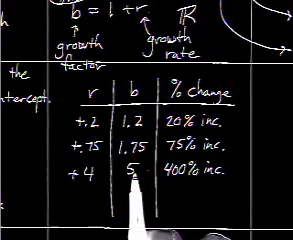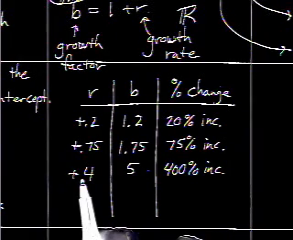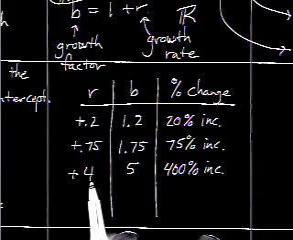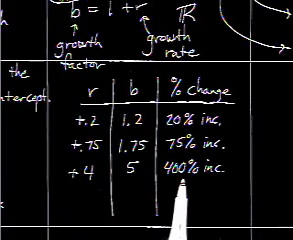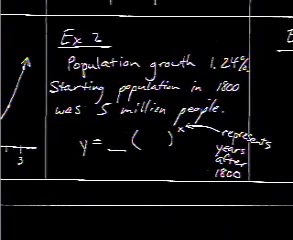Lots of kids mess that up right there. They see 400% increase. They know that r is 4, but for some reason they don't realize that b is 5. Or I give them the b value 5, and then they think that's 500% increase, which it's not. You have to subtract the 1 and then change it into a percentage in order to tell me the percentage increase. So let's look at an example with population growth.